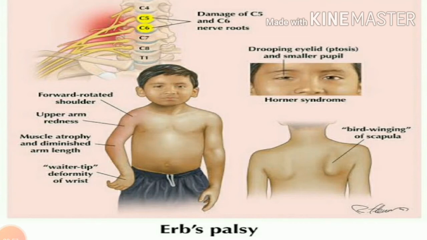Okay, so you are seeing here Erb's palsy. The child is suffering from Erb's paralysis, and here it is written forward rotated shoulder, upper arm redness will be there definitely, because muscles are paralyzed, so changes of paralysis will be seen. After that, muscle atrophy and diminished arm length. Muscles will definitely atrophy, as there is no nerve supply. After that, waiter's tip deformity of wrist, and here it is written damage of C5 and C6 nerve root.